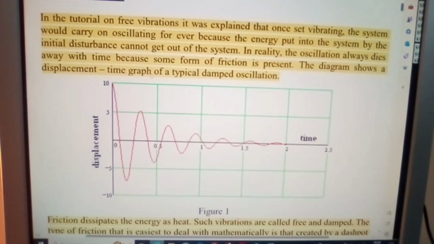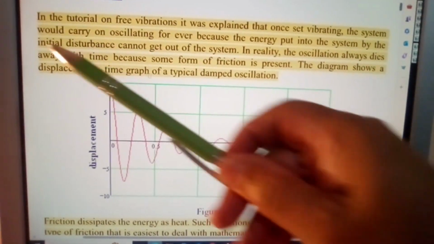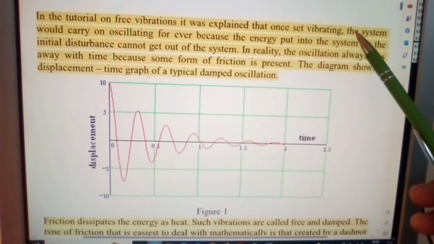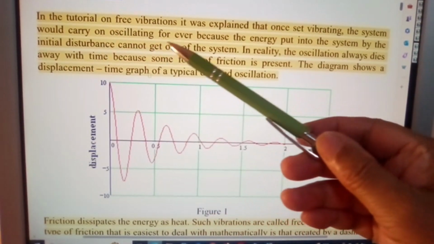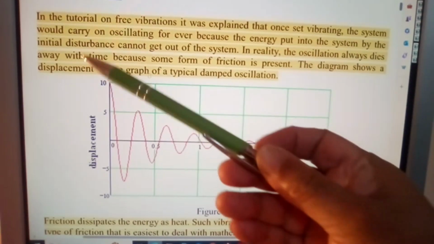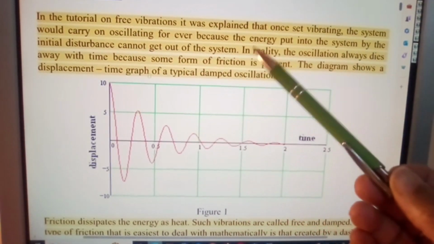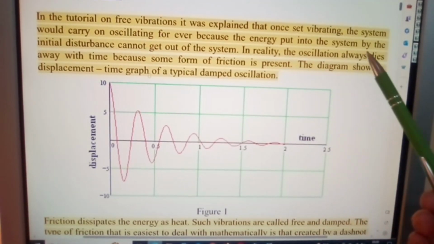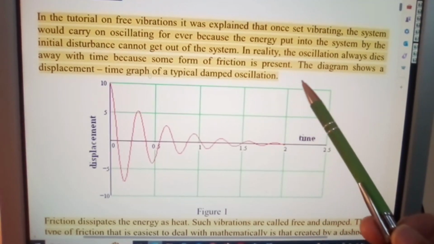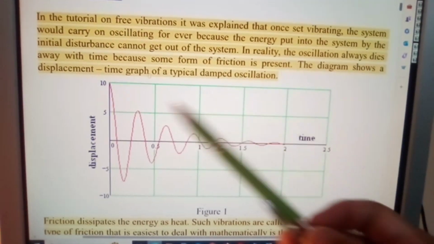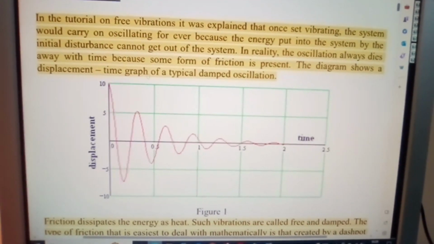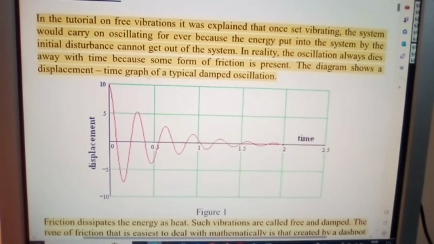Right, introduction. In the tutorial on free vibration, it was explained that once set vibrating, the system would carry on oscillating forever because the energy put into the system by the initial disturbance cannot get out of the system. In reality, the oscillation always dies away with time because some form of friction is present. The diagram shows a displacement time graph of a typical damped oscillation, and this is the graph to which we are referring.